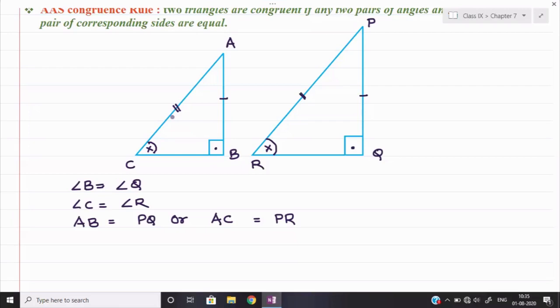Okay, so next time we shall start the questions of this chapter. You read all the theorems properly, because when we shall start the questions, we require the use of all these congruency theorems.